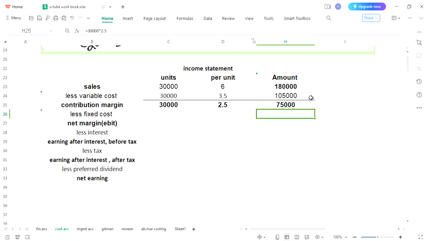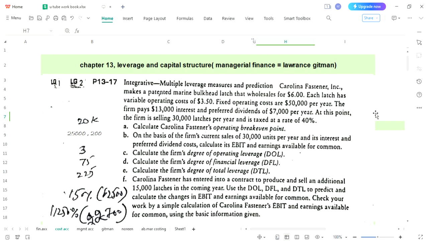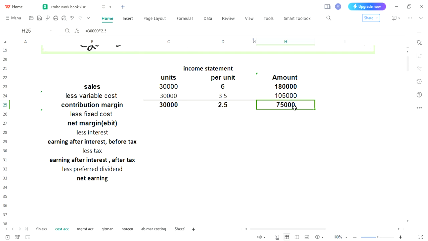Now we need fixed cost and read out over here. Fixed operating cost is 50,000. Fixed cost 50,000 and we need to put over here.